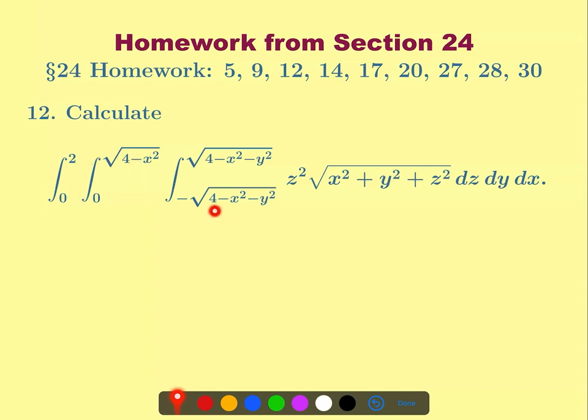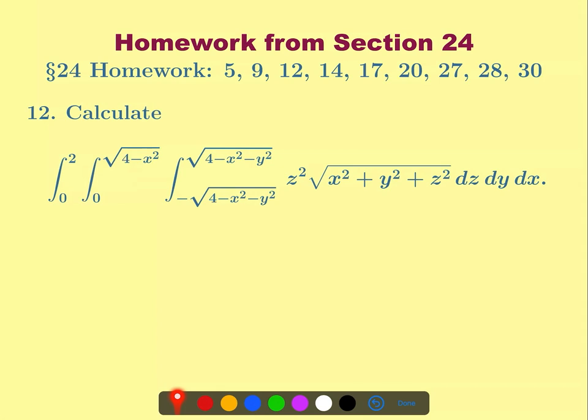And now for the z part here, this is describing a sphere, because this will be the same thing as x squared plus y squared plus z squared equals 4. So we're on a sphere of radius 2, centered at the origin. And since this is minus and this is plus, we're going from the bottom part of the sphere all the way up to the top part of the sphere. And we're inside this quarter of a circle here.